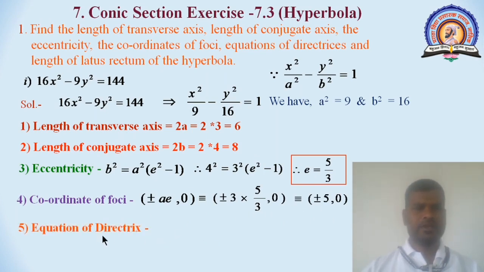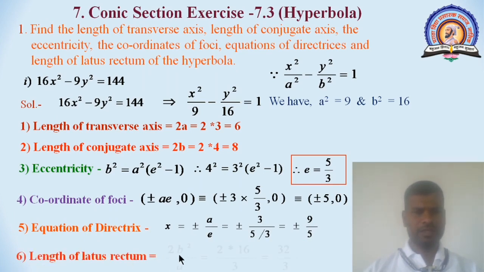Now next is the equation of directrix. The standard equation is x is equal to plus or minus a upon e. e is 5 by 3, a is 3. On simplifying we will get x is equal to plus or minus 9 by 5 as the equation of directrix lines D1 and D2. Now the length of latus rectum is 2b square upon a. So 2 into 16 upon 3 is 32 upon 3.